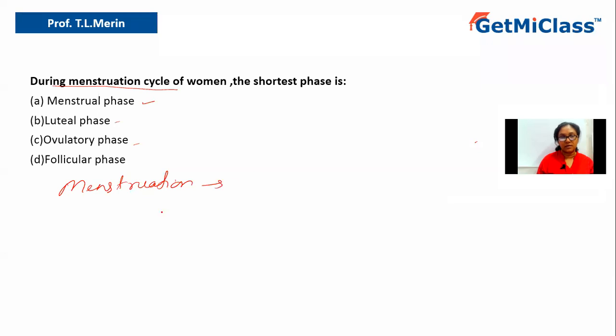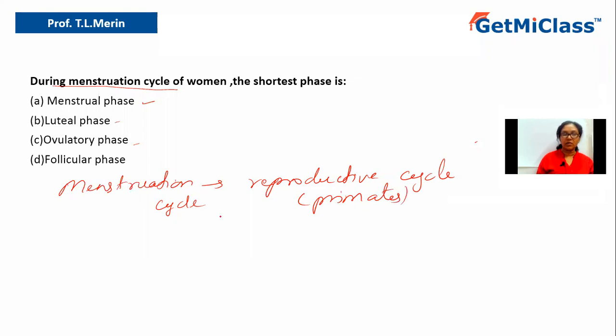Menstruation cycle is a reproductive cycle which occurs in case of primates. Human beings are primates only, right? And this occurs in the female primates. Even gorillas and chimpanzees belong to primates, so in all of them the menstruation cycle occurs. Now, the menstruation cycle is divided into four phases.